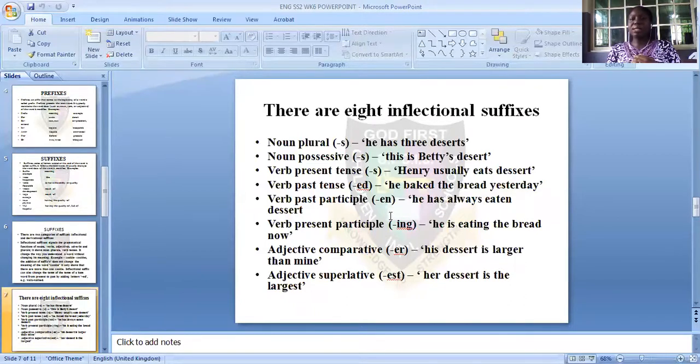Verb participle en. He has always eaten dessert. We also add en to the verb eat to show that it is in the past participle. En here is also an inflectional suffix.